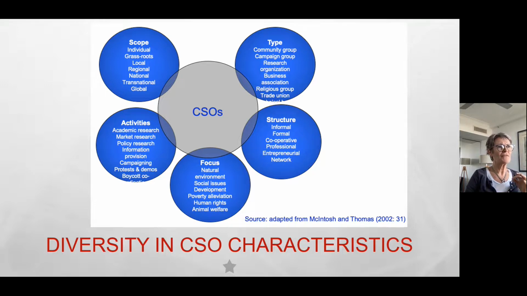If you're looking at a type of civil society organization, you might be thinking of a community group. Where I live, there's the Main Beach Association, so that could be called a civil society organization. It could be a campaign group, when you're campaigning for a cause. It could be a research organization, a business association. The Main Beach Association has some business context to it as well. Trade unions, religious groups, etc. There's lots of diversity in the characteristics of what a civil society organization might look like.